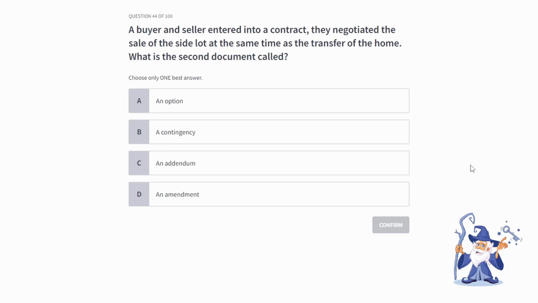Question 44. A buyer and seller entered into a contract. They negotiated the sale of a side lot at the same time as the transfer of the home. What is the second document called? It gives us 4 options. A, an option. B, a contingency. C, an addendum. Or D, an amendment. So take a moment and come up with your answer on this one.